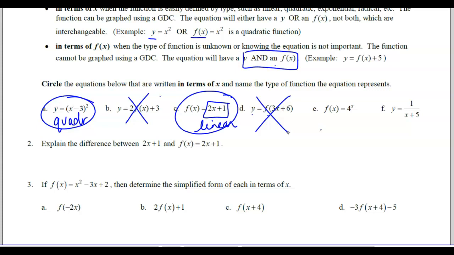Next one is f of x equals, so there's just f of x, there's no y, so likely this is in terms of x. Take a look, 4 to the x. So 4 to the x, we haven't talked a lot about exponential functions, you'll do that in Math 30, but it is a type of function. You can enter that in your calculator and graph it, so that is in terms of x, and we call that an exponential function. And the last one is a rational function, right? You've done that here.